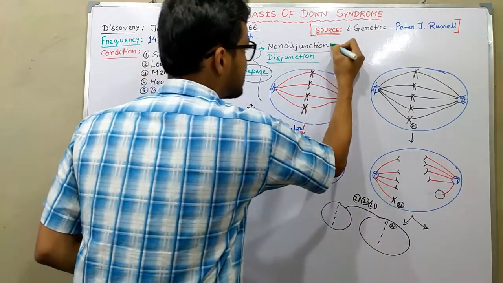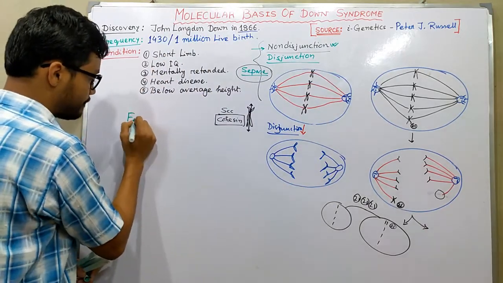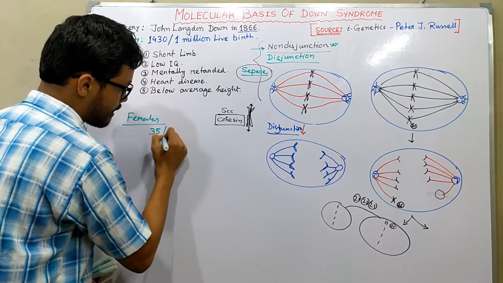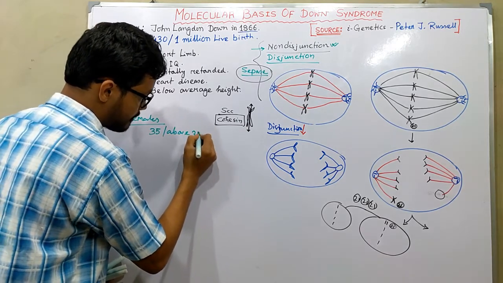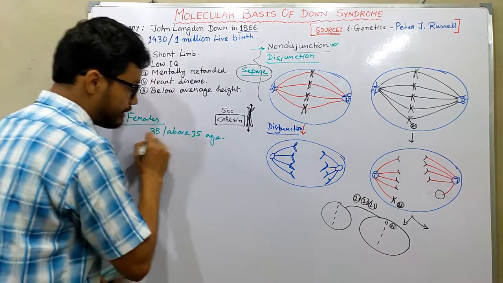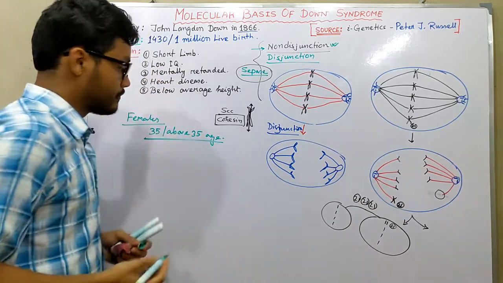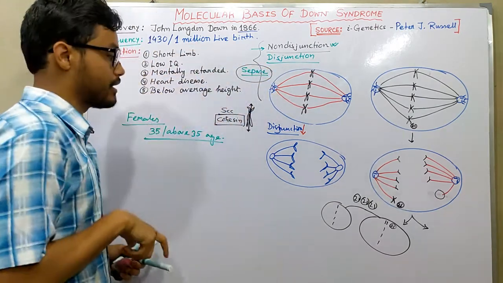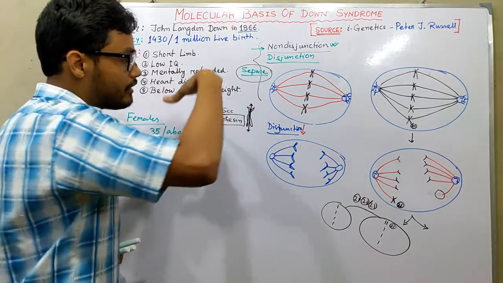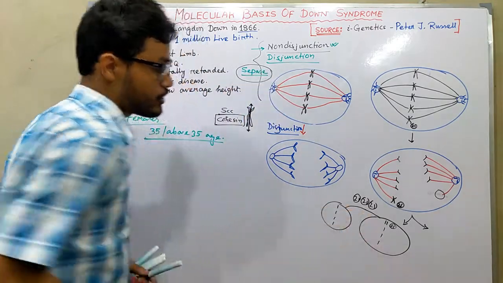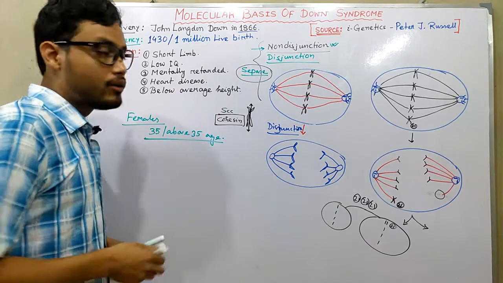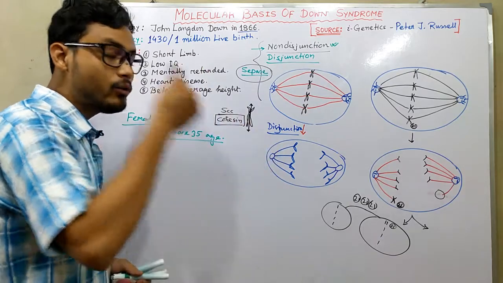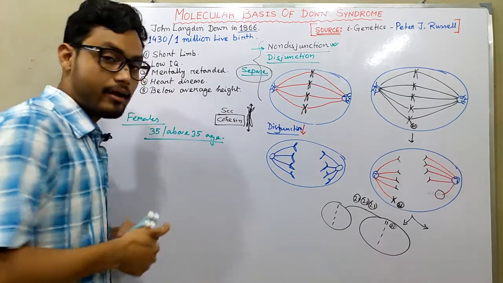But in this case, the non-disjunction appeared in females at the age of 35 or above. At 35 or above, the enzyme separase cannot work properly, and it ultimately leads to non-disjunction of the particular chromosomes. So the gamete produced here has the 21 pair of chromosomes.